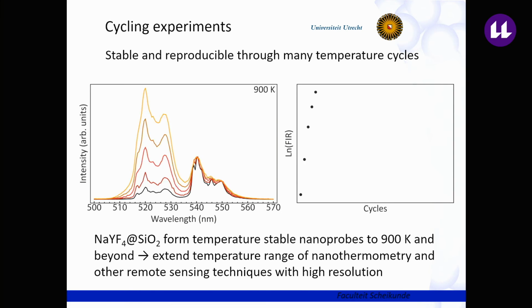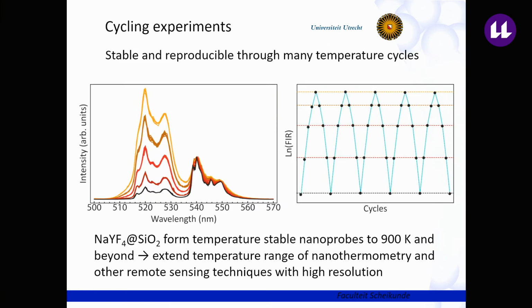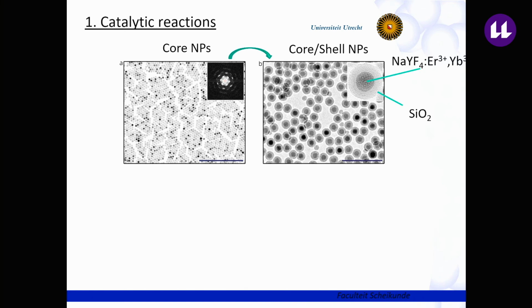And we also did some thermal cycling to look at the reproducibility, and yeah, they're beautifully reproducible. They're very stable. You can heat them up and down, heat them up and down. That's also important. Nothing changes. So, for probing catalytic reactors, we grew our core, sodium fluoride, ytterbium, erbium, and grew a shell around it. You see, there are very nice monodisperse nanoparticles with the optically active core and a silica shell.